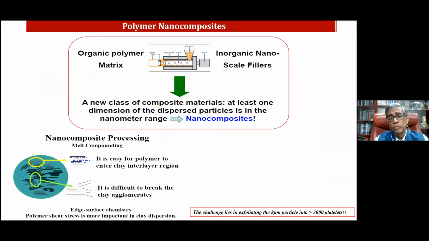Now, if we want to do nanocomposite processing successfully, we have to look at the layers which I was trying to show you in a number of slides. That clay material, which looks like a clay, is actually made of a number of layers inside, which is difficult to break, and it remains agglomerated.